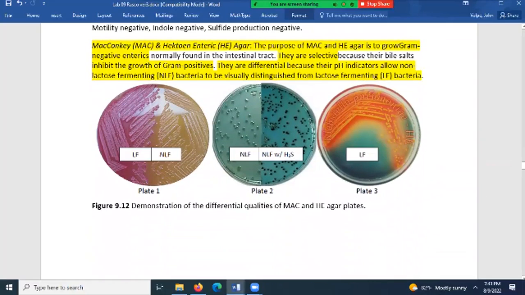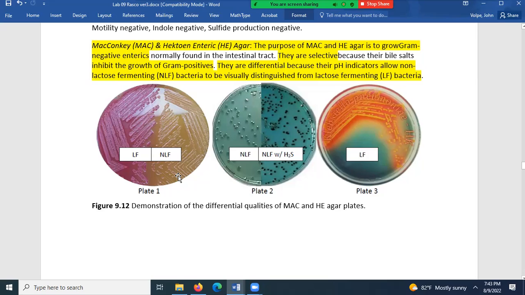All right. We'll be talking just a little bit about MacConkey's and Hektoen enteric agar. Both of these plates are selective for gram negatives. So only gram negatives tend to grow on MacConkey's and HE plates. So if there's growth, it's likely a gram negative. If there's no growth, it's likely to be a gram positive bacteria.